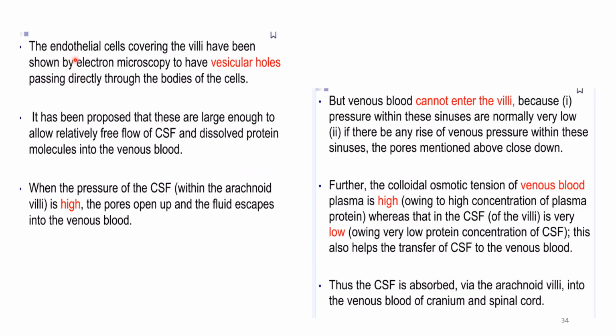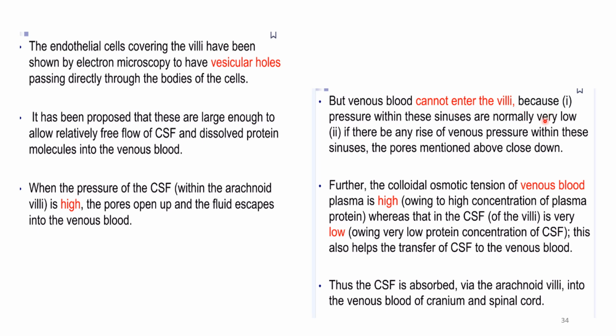See this? The endothelial cells covering the villi have vesicular holes when seen through the electron microscope. It has been proposed that these are large holes, enough to allow relatively free flow of CSF and dissolved protein molecules into the venous blood. So these holes are enough to pass the CSF through these cells. When the pressure of the CSF is high, the pores will open up and fluid escapes into the venous blood. But venous blood cannot enter into the villi.